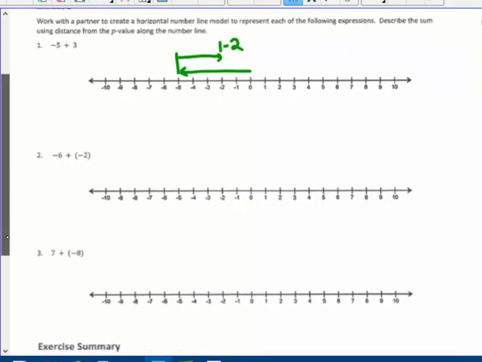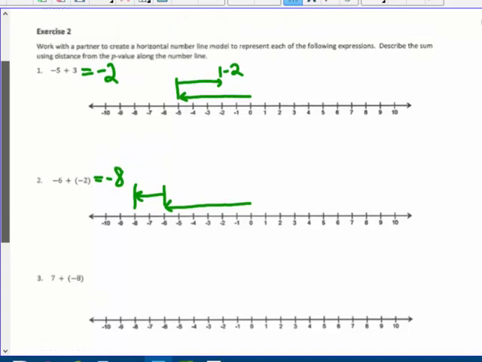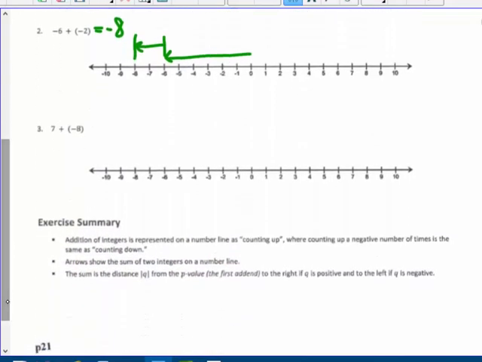-6 plus -2. Okay, so -6 on the number line plus -2, go left, because it's negative. This equals -8. I'm going to put the answer here. And 7, positive 7 plus -8.